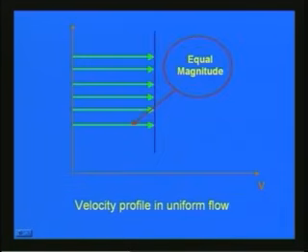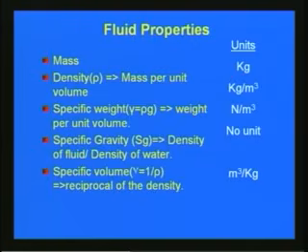But in a uniform flow like this, if there is no solid wall, or if you do not consider the effect of the solid wall, then as in this slide the velocity is equal in magnitude. That velocity profile is called the uniform flow. Sometimes in open channel flow we consider this kind of uniform flow. And now we will discuss some of the important fluid properties.